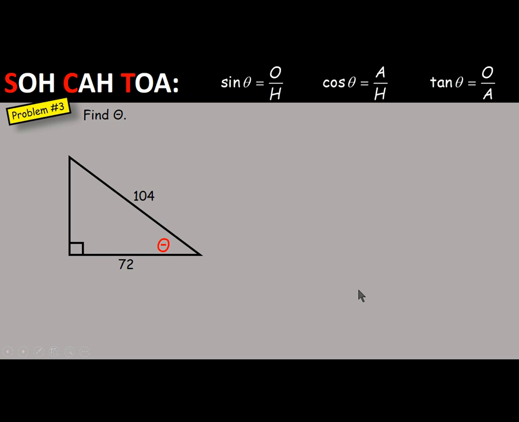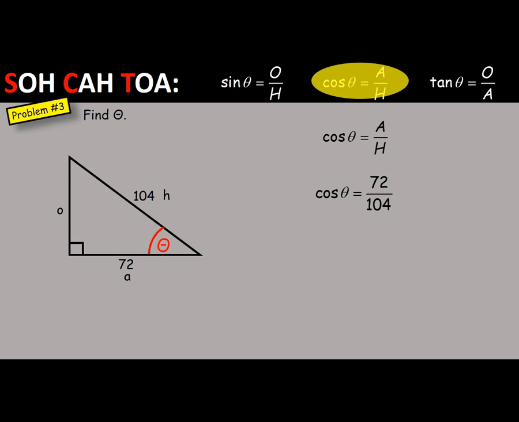One more like this. So see if you can get all the way to the final answer in this problem. Okay, so step one, we pick our angle. It's the one we're looking for. Identify our sides, O, A, and H. We have A and H, that's cosine. So our equation: cosine of our angle is A over H. Plug in the 72 and the 104. And we have to take an inverse cosine of that number. We should end up getting 46.2.